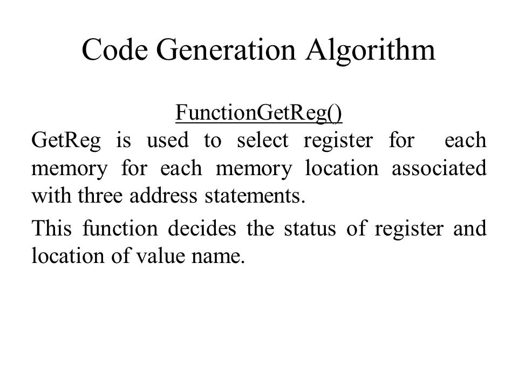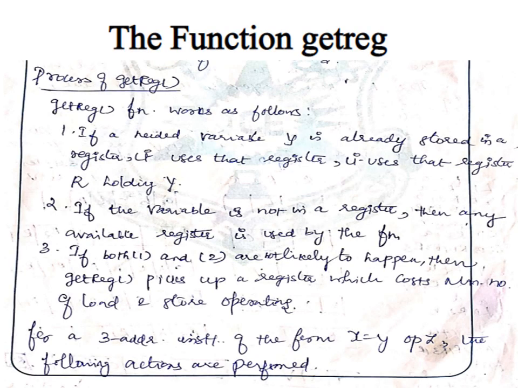The code generator algorithm consists of two important functions. The first function is getReg, the function get register. The function get register is used to select a register for each memory location associated with the three address statement. This function decides the status of registers and the location of a value name. The second important function processes the variables one by one.